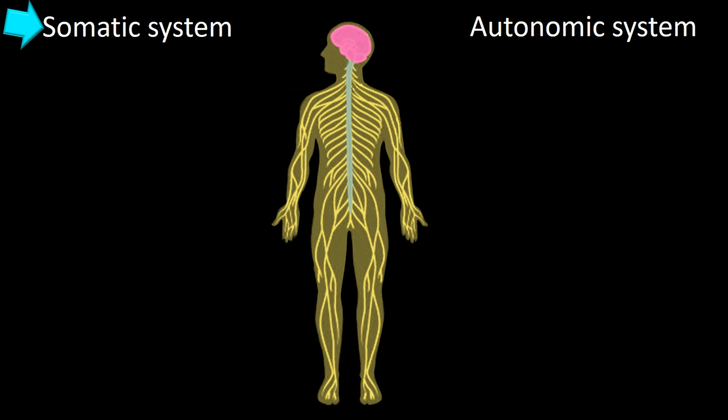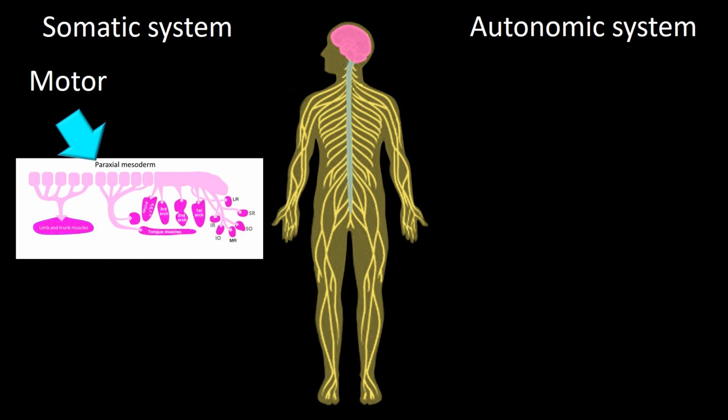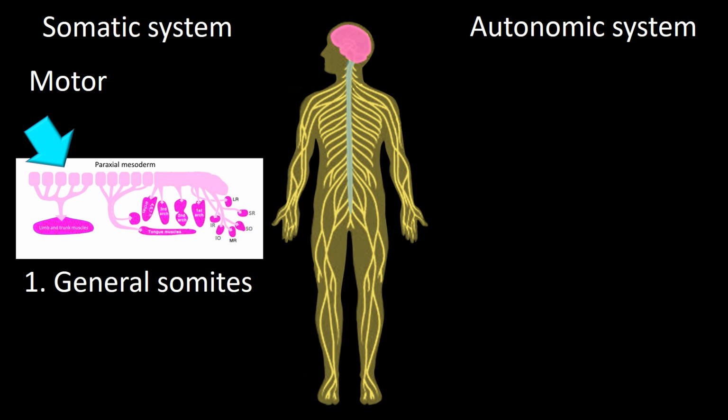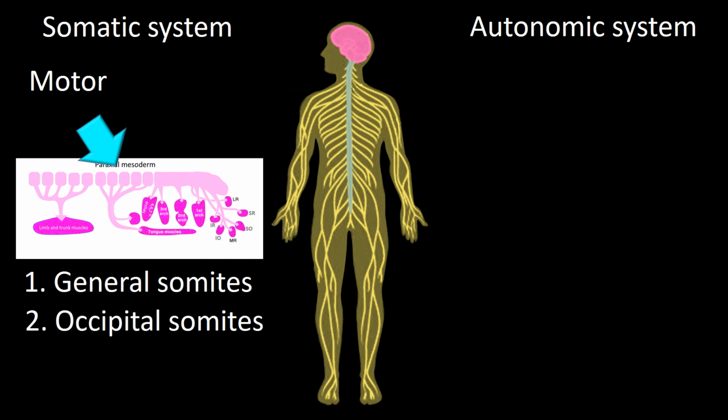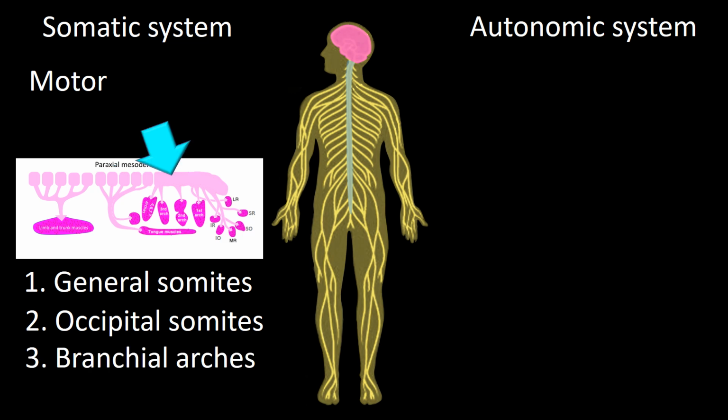We are going to use the term somatic motor system to refer to neurons and neurites involved in direct voluntary control of movement by muscles derived from the paraxial mesoderm. These include those muscles arising from the general somite, that is, limbs and trunk muscles, those derived from occipital somite, tongue and laryngeal muscles, those derived from unsegmented paraxial branchial mesoderm, middle ear muscles, and muscles of expression and mastication, as well as laryngeal and pharyngeal muscles.